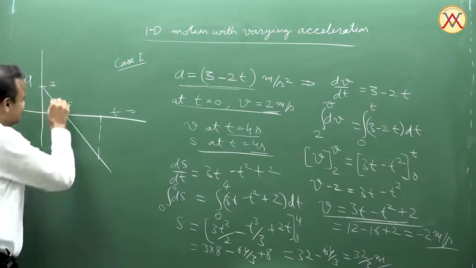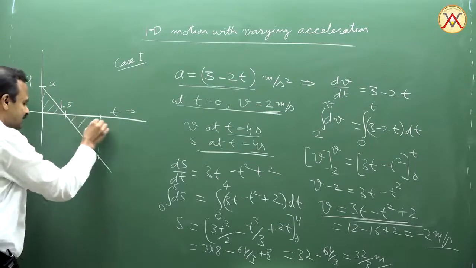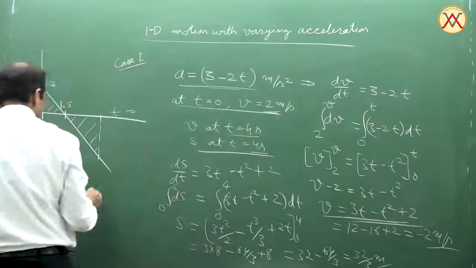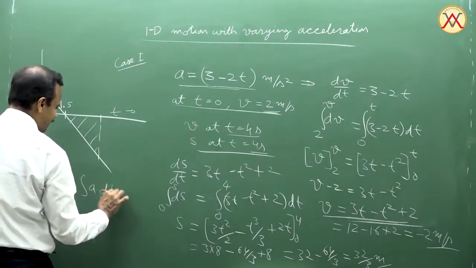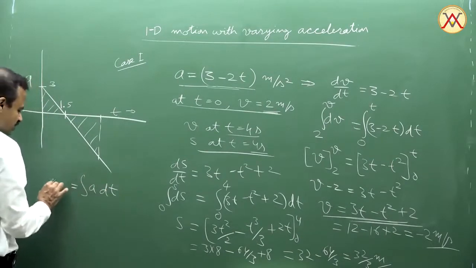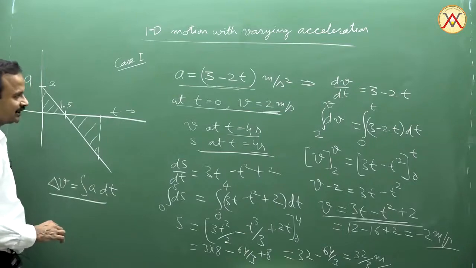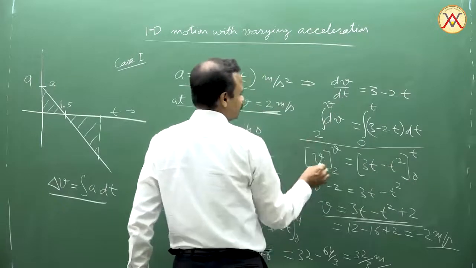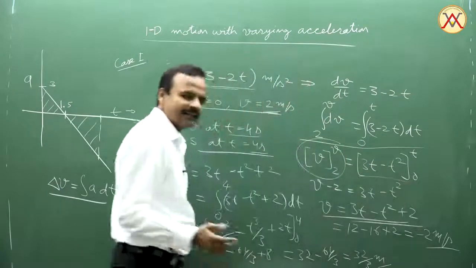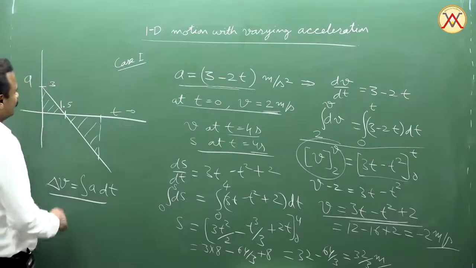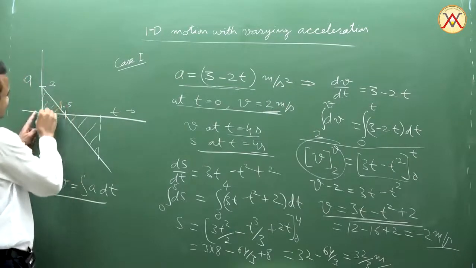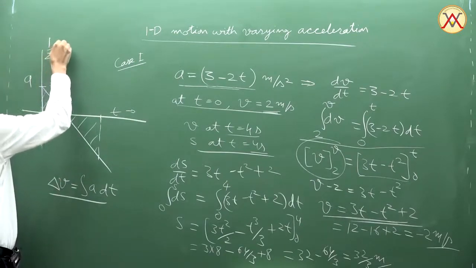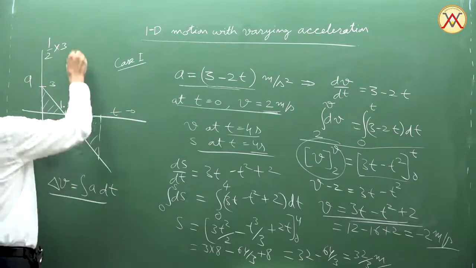Now area under the acceleration time graph, what does it tell us? It gives us change in velocity, right? Integral of a dt will give you change in velocity, final velocity minus initial velocity. That's what this integral is giving you. This is change in velocity, and this is the area under the a-t graph basically. So now this is positive above the axis. How much? This is half, 3 multiplied by 1.5.